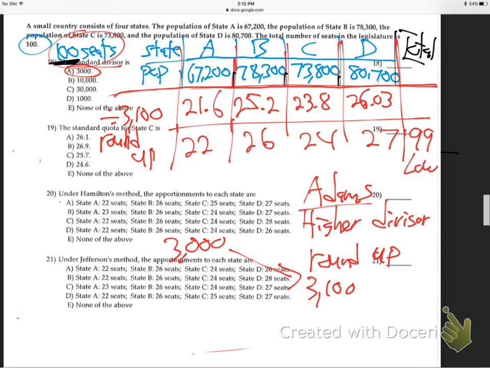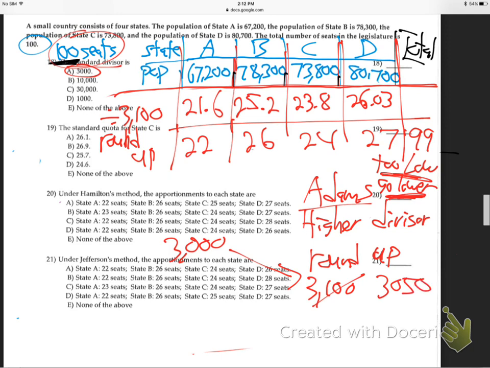What does that mean? Too low, go lower. Remember, it's counterintuitive. Too low, go lower. Too high, go higher. So the divisor needs to go lower. That's too low. 99 is not 100. So remember how that works. If it's too high, you go higher. If it's too low, you go lower. So instead of 3,100, I've got to go lower, 3,050. I probably should have tried 3,050 to begin with.